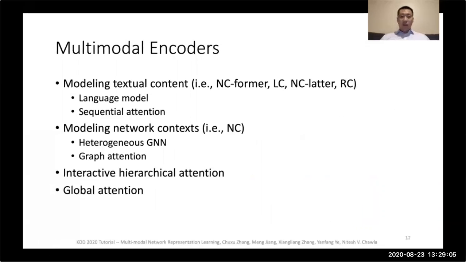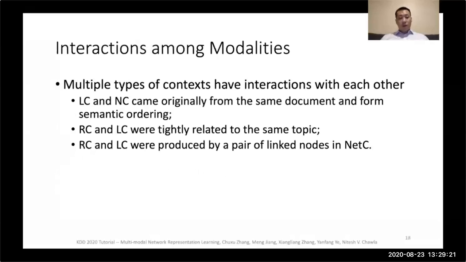So the multimodal encoders are one component of the framework. It models the textual content and the network context, and it has an interactive hierarchical attention mechanism and global attention to model the interactions of the modalities. You can see the reason here, an intuition for modeling the interactions: why do we have the interaction between the local context and the neighboring context? Why do we concatenate them together and perform attention?